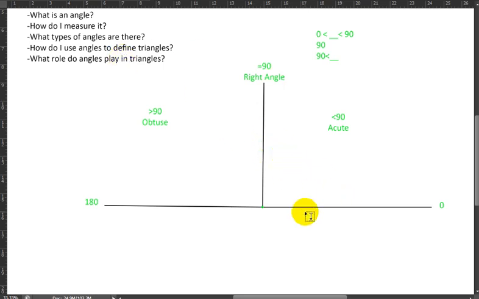There are the angles that go from 0 up almost to 90, but not 90, so up to 89. Those angles in this range, from 0 to almost 90, are called acute. So angles that are less than 90 degrees. Then there's the angle that is exactly 90 degrees, the right angle.